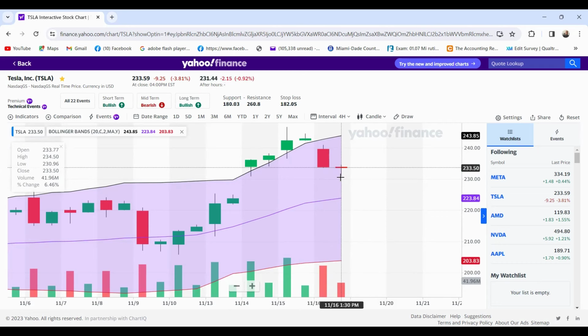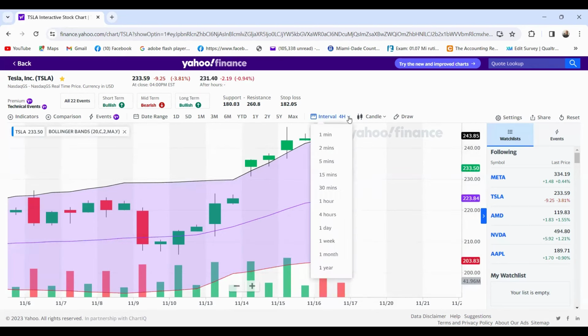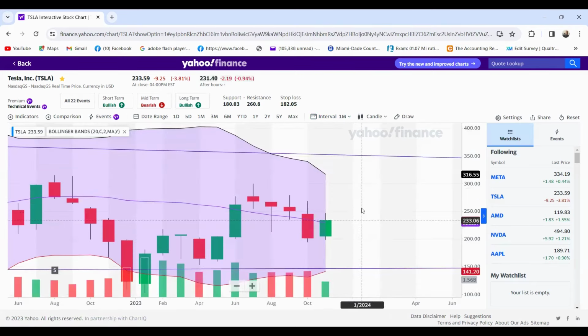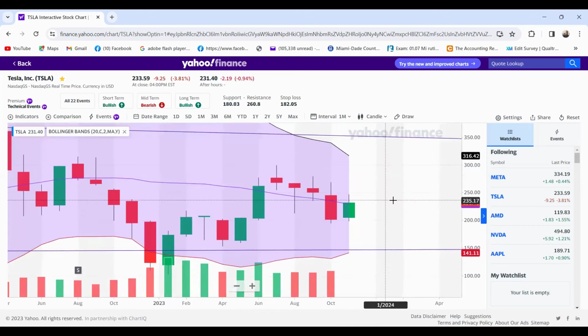Price tries to go back up today, and then it's above the moving average. It's still in bullish movement. Let's do a last thing. Let me see now what timeframe we can take. Let's just take like 1 month to see what it does for 1 month. See, for the whole month.